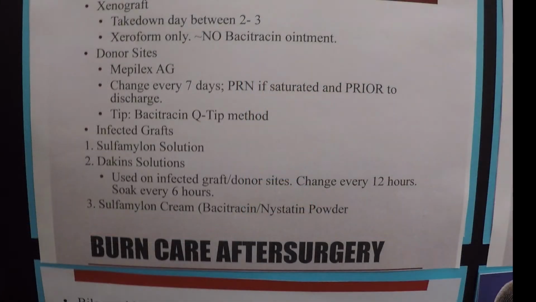For infected grafts, you want to monitor them for infection, any fruity smell or discoloration. You're going to be using a sulfamylon solution or Dakin solution, and every 12 hours you're going to be changing the dressing, and you're going to soak them every 6 hours. And this is for the use of infected grafts and donor sites only. Also, sulfamylon cream can be used, so you're going to use bacitracin and or nystatin powder. You're going to spread the sulfamylon cream onto the gauze, and you're going to sprinkle the powder on.